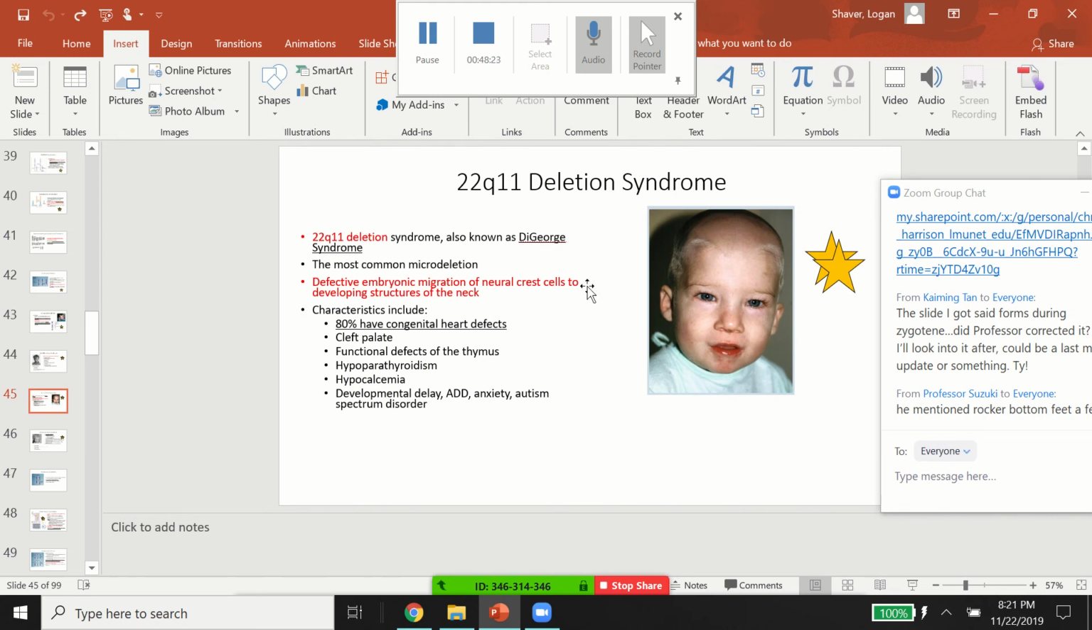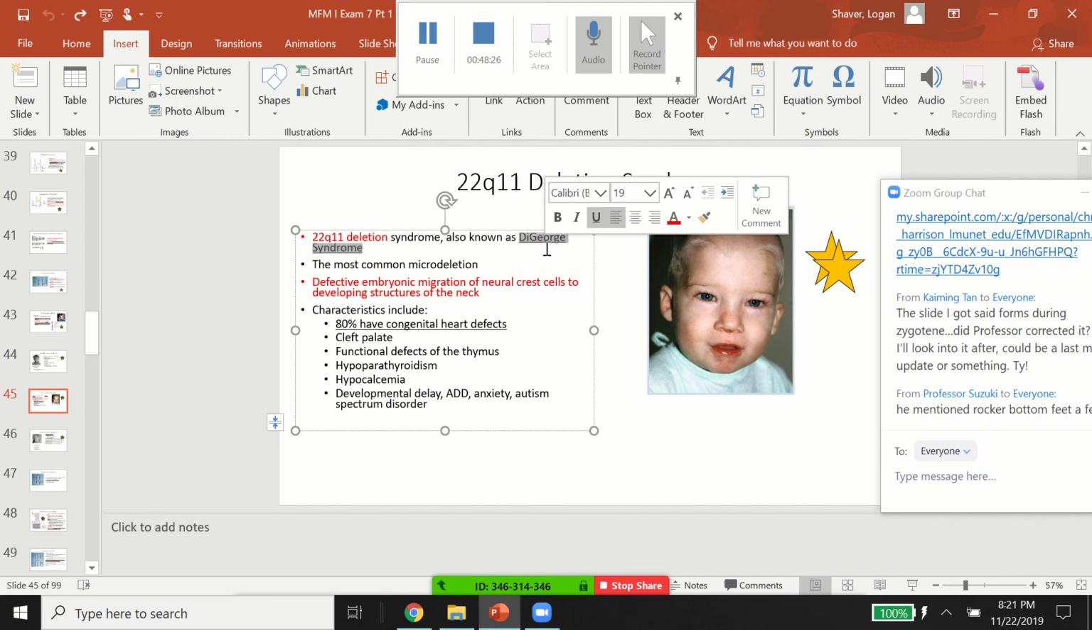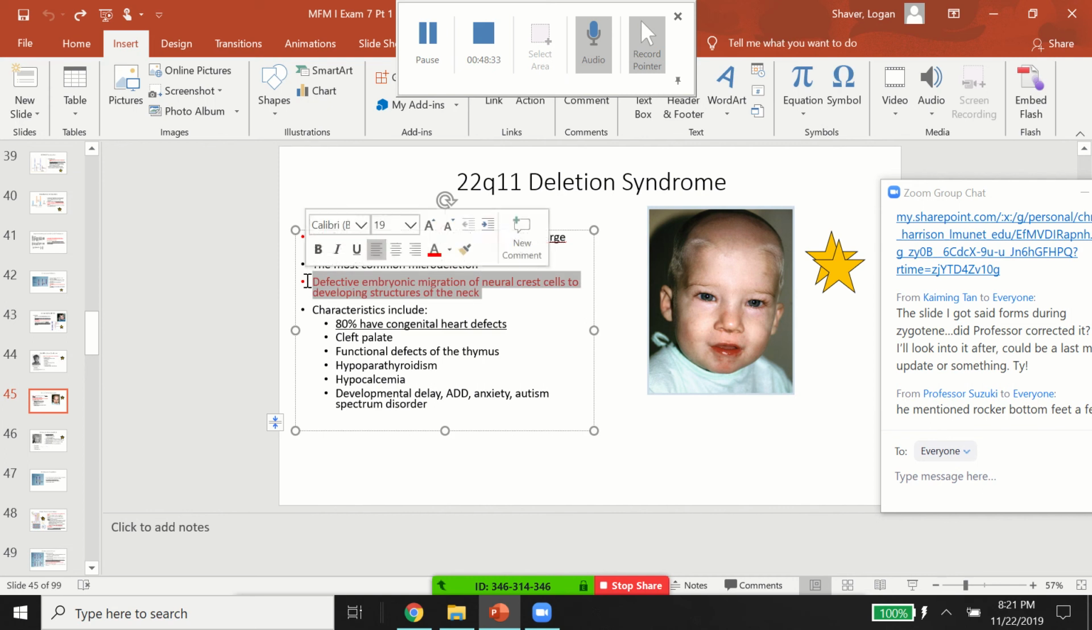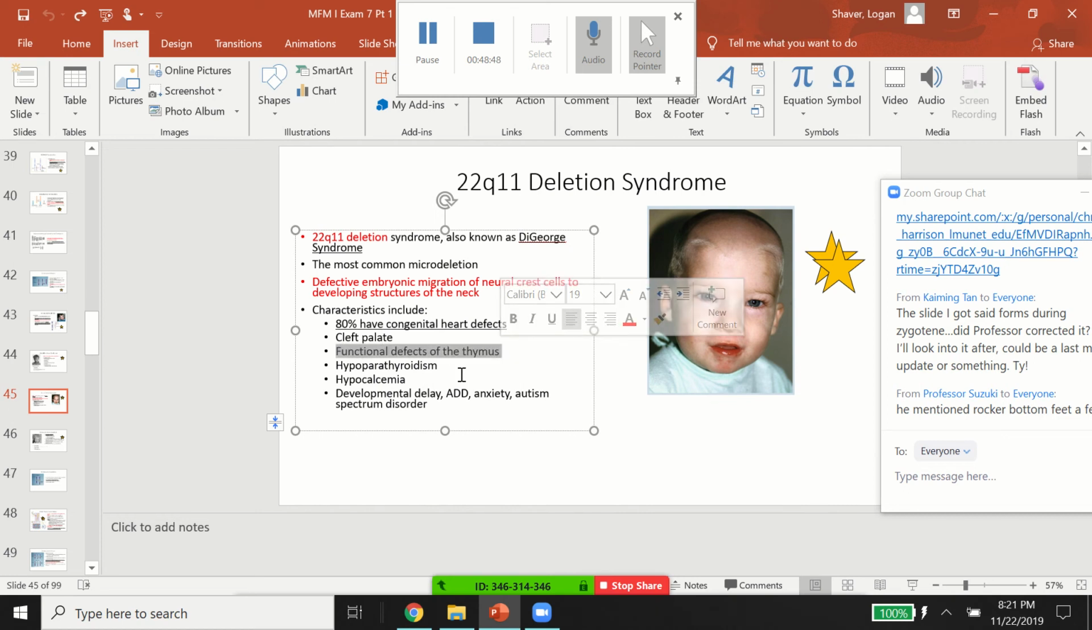22q11 deletion syndrome, otherwise, like I mentioned earlier, DiGeorge syndrome. Things I think would be important would be this: defective embryonic migration of neural crest cells to developing structures of the neck. That's probably pretty important to know, so I have that highlighted in red for you. Also, I would remember that there are functional deficits of the thymus, and that since you have functional deficits of the thymus, you would have hypoparathyroidism and hypocalcemia. I would keep those in mind.